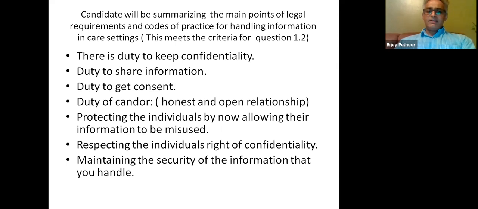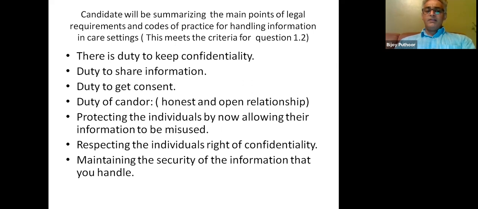Sometimes people may have written down in their care plan that I am happy to receive personal care. But even if they have written it down, you are expected to get consent from the person, because they have got the right to change their mind whenever they want to change their mind. So duty to get consent is one of the most important things.